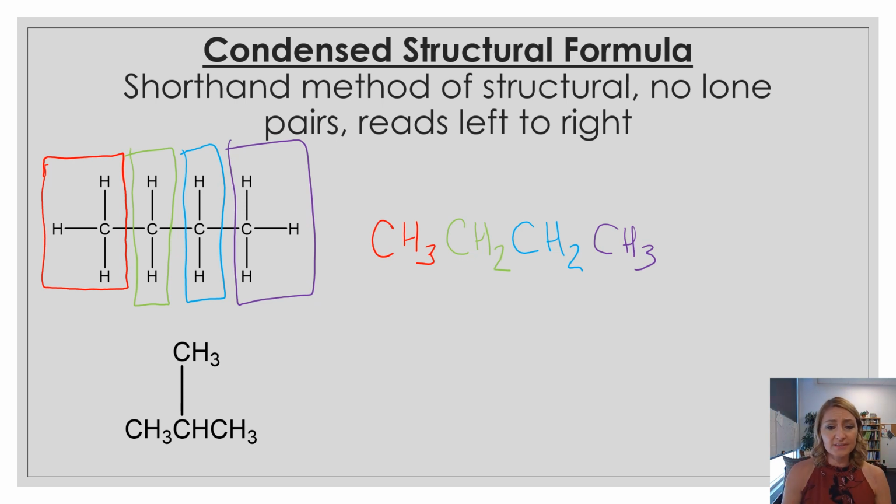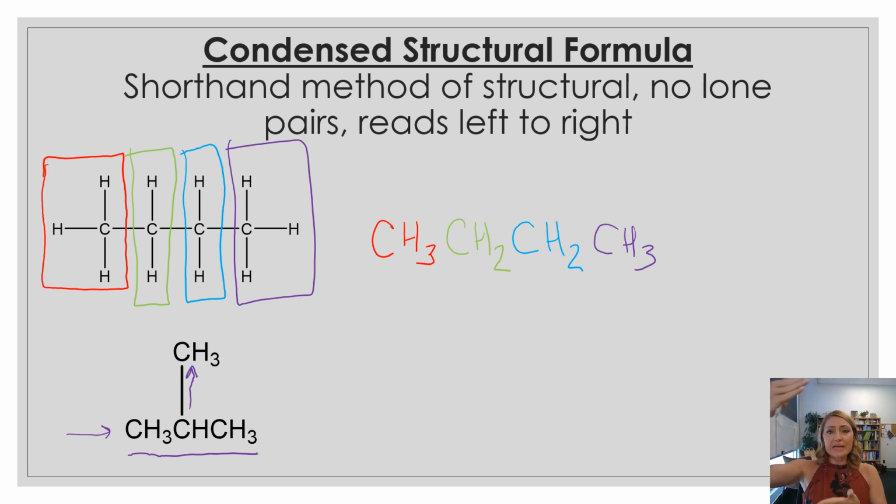To work backwards the other way, we have a molecule that's already in condensed structural formula. Here you can see we are showing a bond line, and that is okay to do if you have a branch coming off of, and we will call this our parent chain. The longest chain is your parent chain.